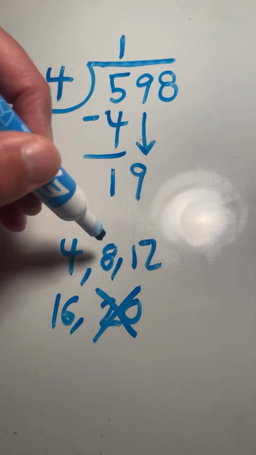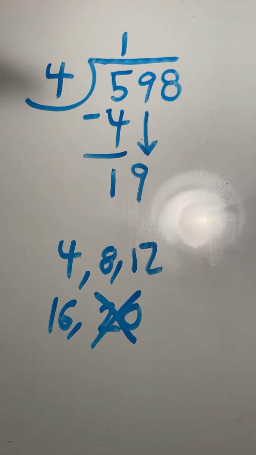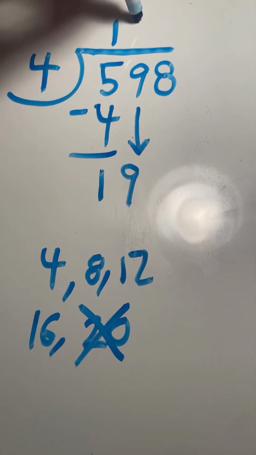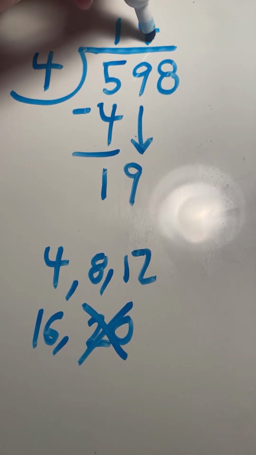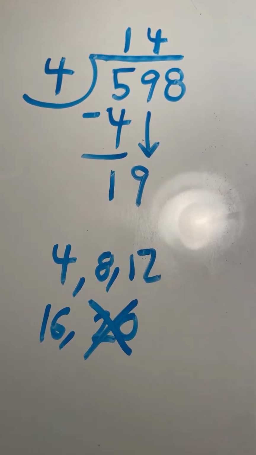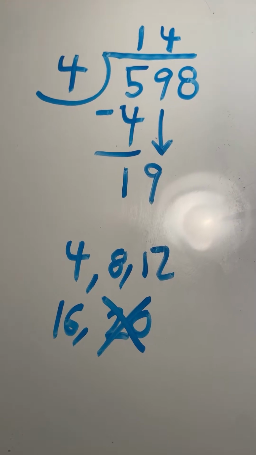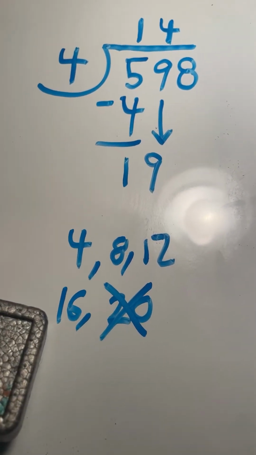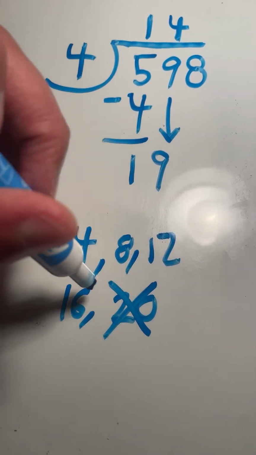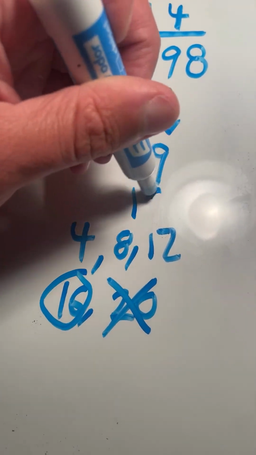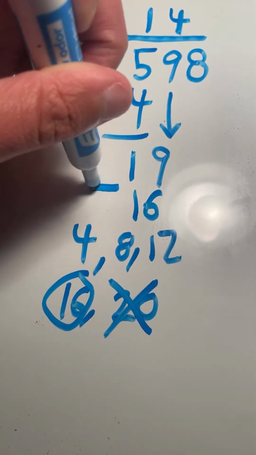But I was able to get 1, 2, 3, 4 full groups of 4 within 19. So 19 divided by 4 equals 4. 16 was as close as I could get to 19 without going over. So 16 is what we have to subtract to find a remainder.